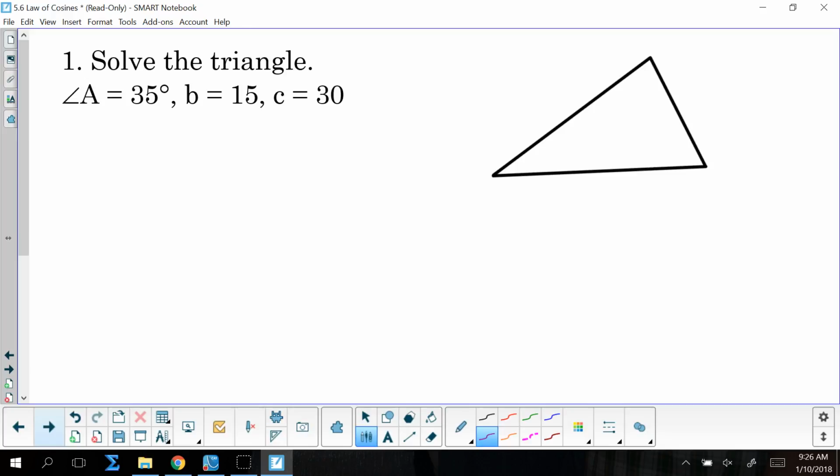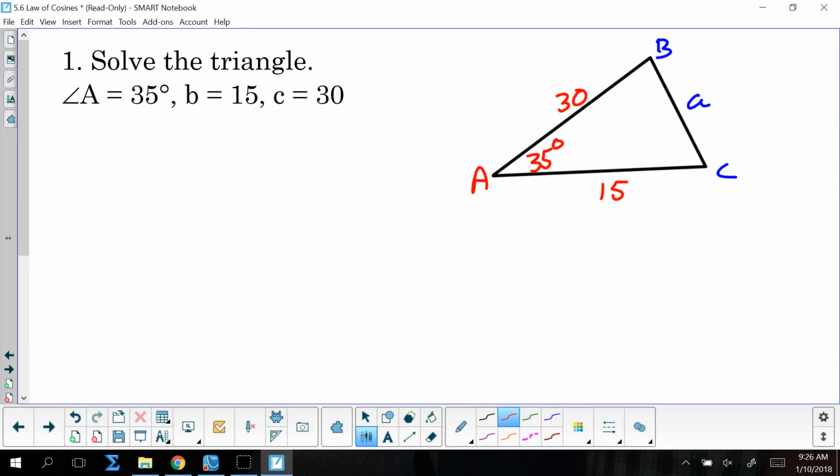Alright, so it says solve the triangle. So we have angle A, but I don't have angle B or angle C. I don't have side A, but I do know that side B is 15, side C is 30, and angle A is 35 degrees. Okay?